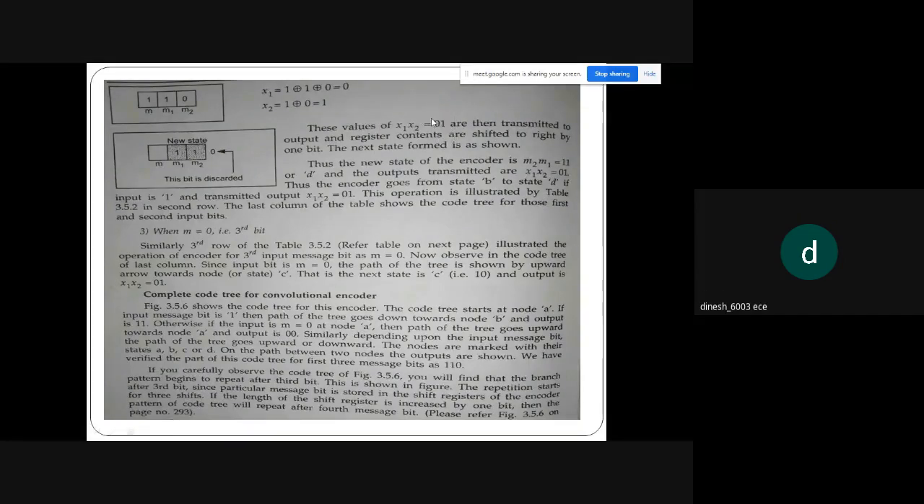And these are being transmitted to the output, and the register contents are shifted to the right by 1 bit. When we do right bit shifting, this M2, whichever is present, will be discarded. So before shifting, it will be 1 1 0. After shifting, it will be M 1 1. You can see here.